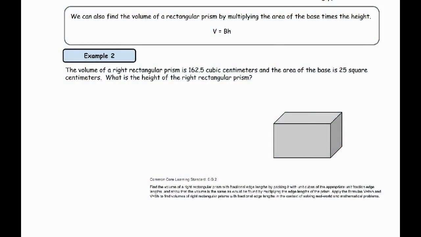In looking at example 2, let's look above. It says we can also find the volume of a rectangular prism by multiplying the area of the base times the height. And the formula we're going to use for this is volume equals capital B times H. Let's talk a little bit about that capital B. It's a capital B because it's a known amount. We will already be given the area of the base. When we're given the area of the base, we have a known amount. And in this case, we would not know our height.